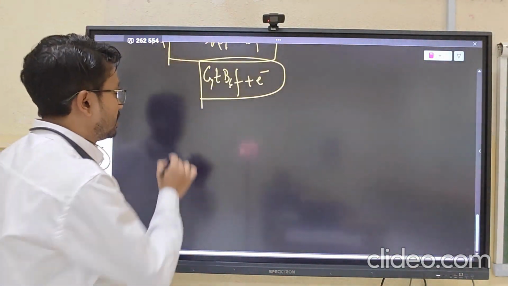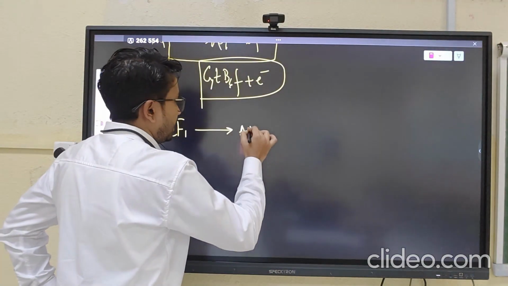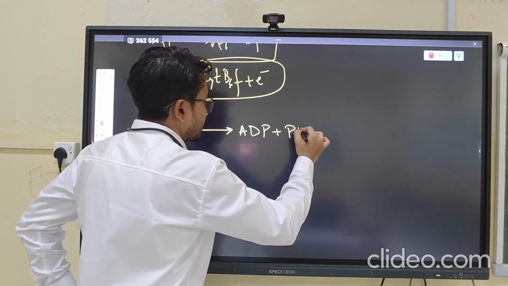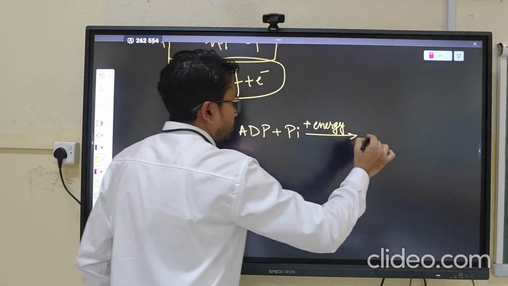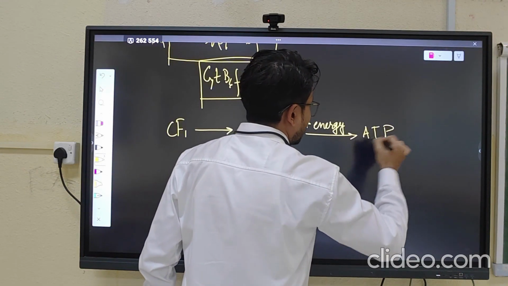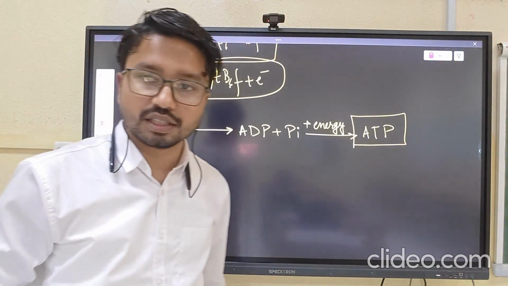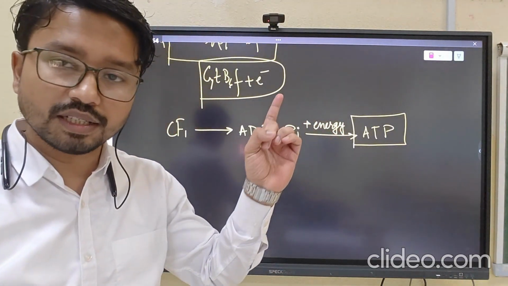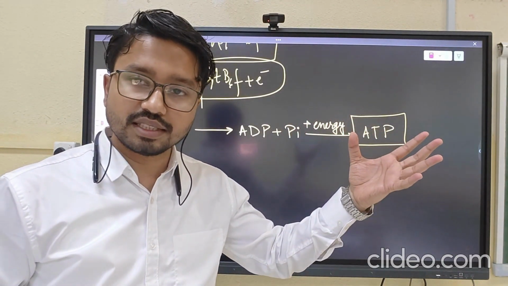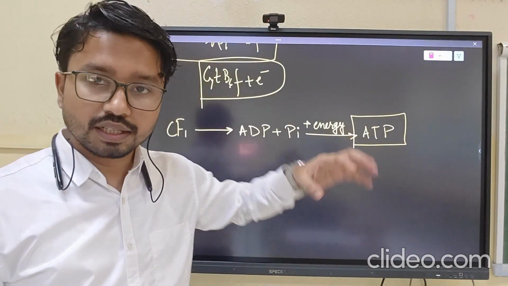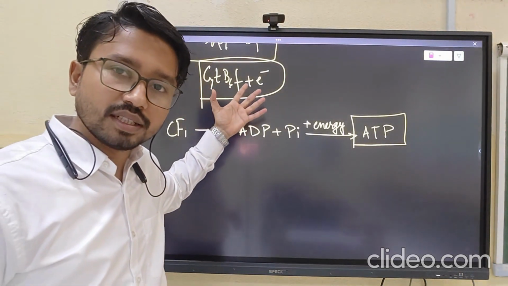CF1 does the important thing. CF1 uses this energy to bind ADP and inorganic phosphate, plus energy, to form the most important energy currency of the cell, that is adenosine triphosphate or the ATP molecule, which was basically the goal. So one goal was done by PS1 associated with ferredoxin and FNR. They synthesized NADPH plus H plus. The other goal was done by CF1, which is part of the ATP synthase complex.